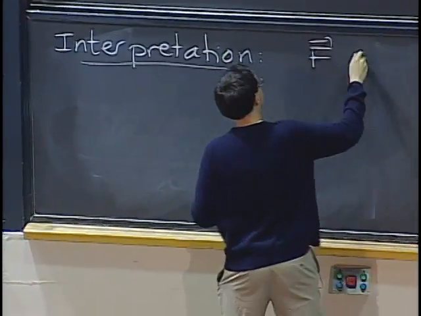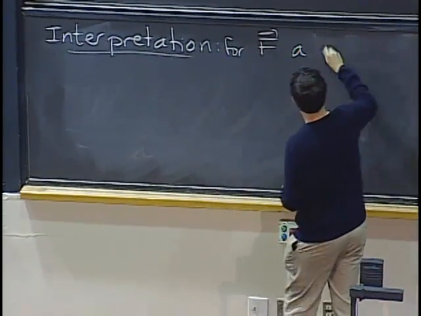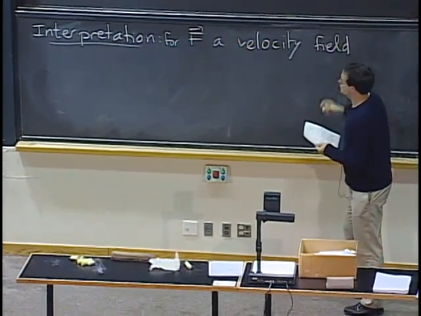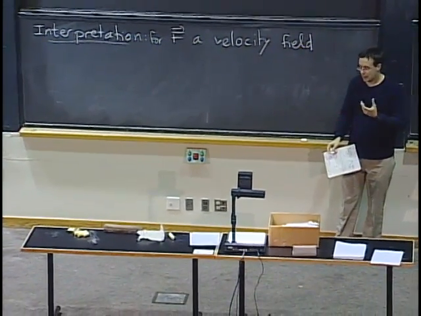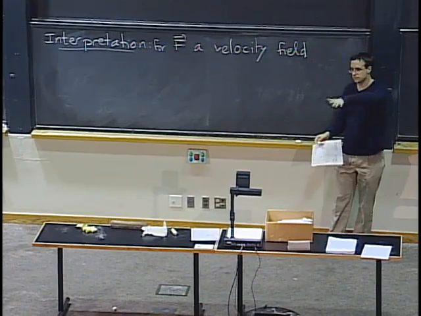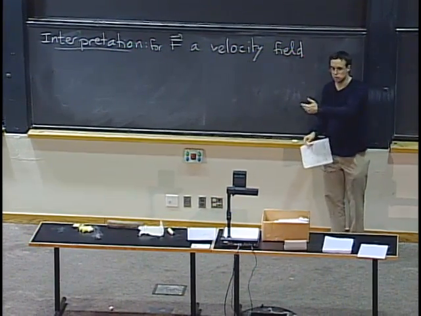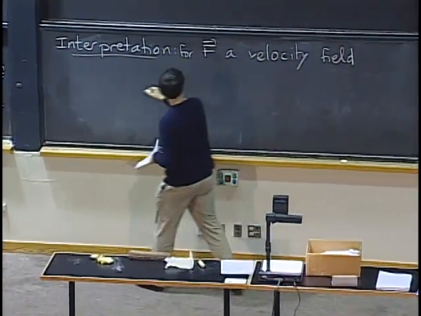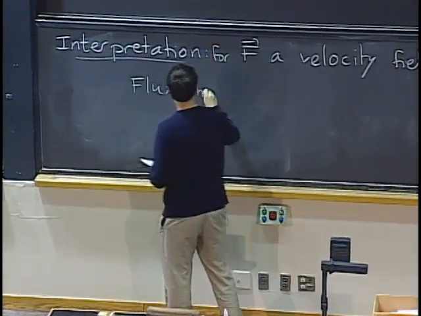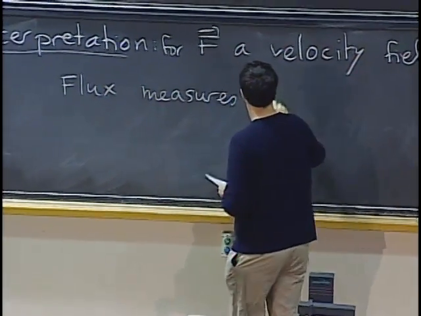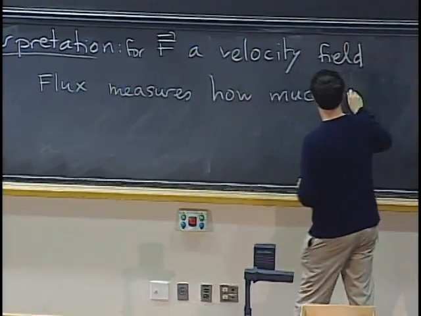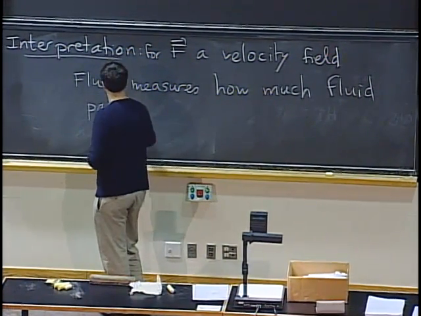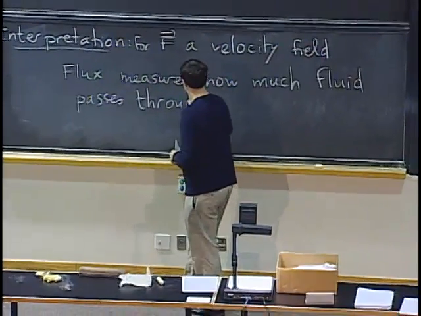Let's say that f is a velocity field. That means I'm thinking of some fluid that's moving, maybe water or something, at a certain speed, and my vector field represents how things are moving at every point of the plane. So I claim that flux measures how much fluid passes through the curve C per unit time.